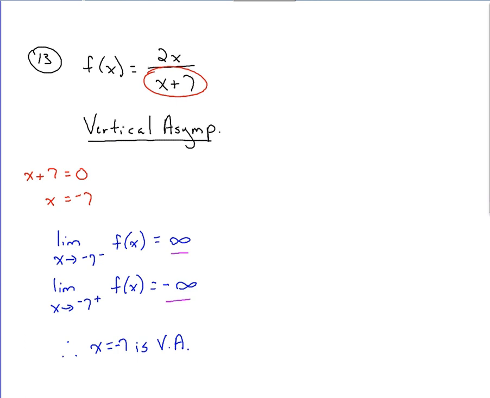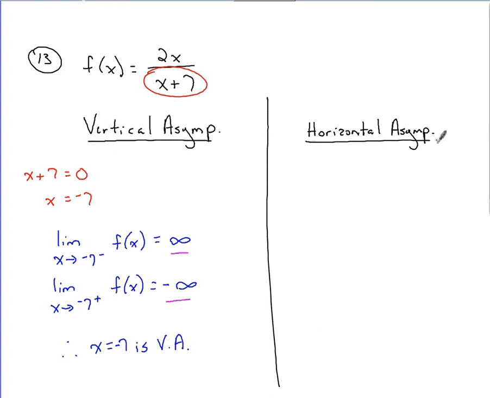For the horizontal asymptote, figure out what the horizontal asymptote is. What we do is we apply a limit as x approaches infinity, and we apply it to the function. Now I could say f of x, but because I'll be interested in exploring degrees here, let me go ahead and spell out the entire function of 2x over x plus 7.